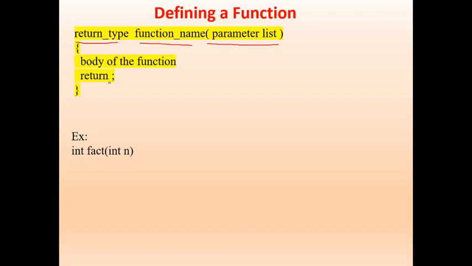Consider a small example, factorial of n. Here my return type is int, and my function name is fact. My parameter is n, which is of type int. What is my return type? Int. What is my function name? My function name is fact.